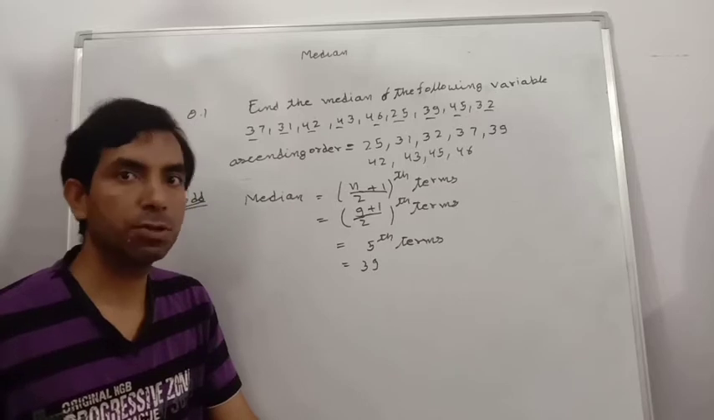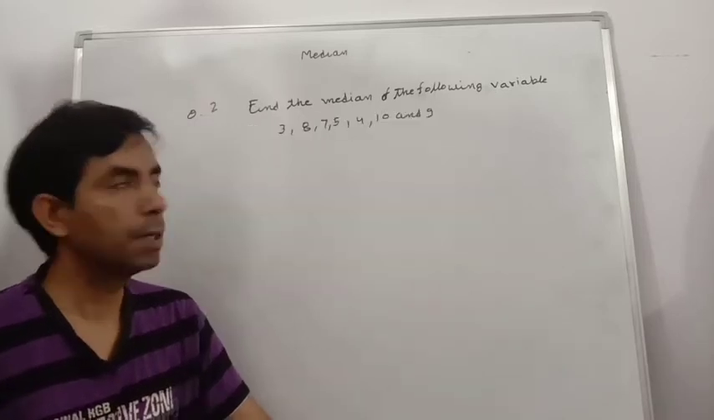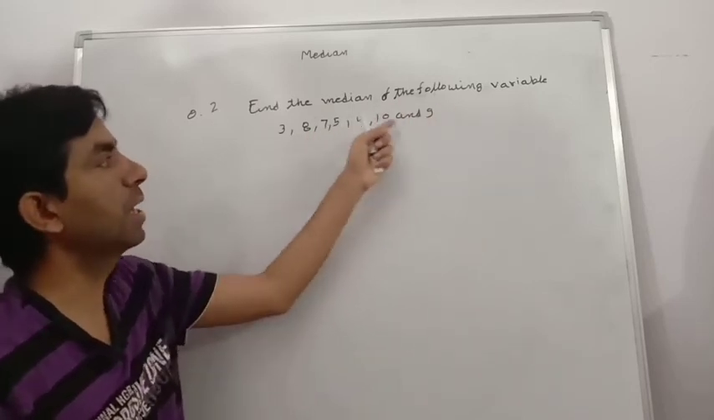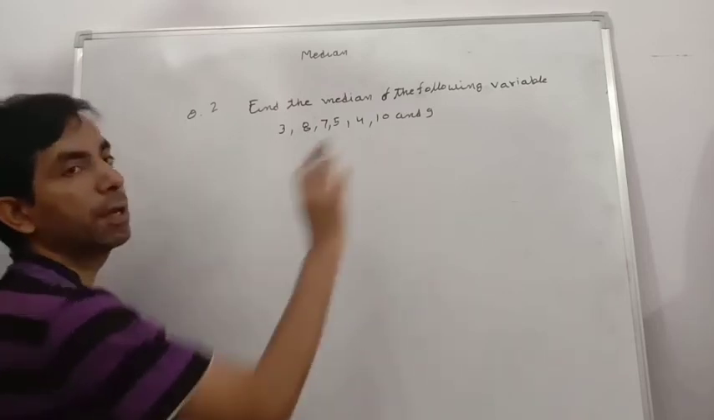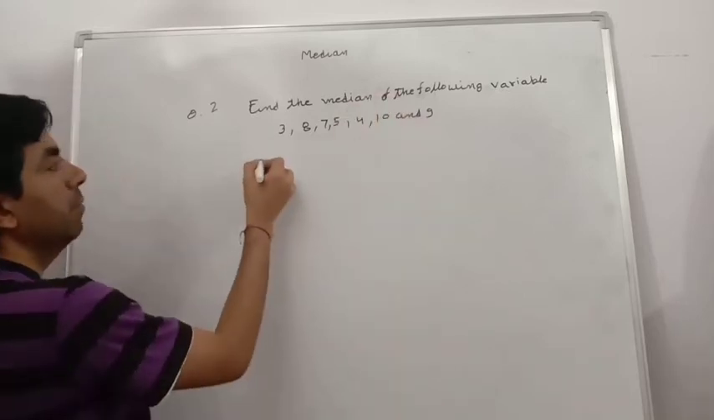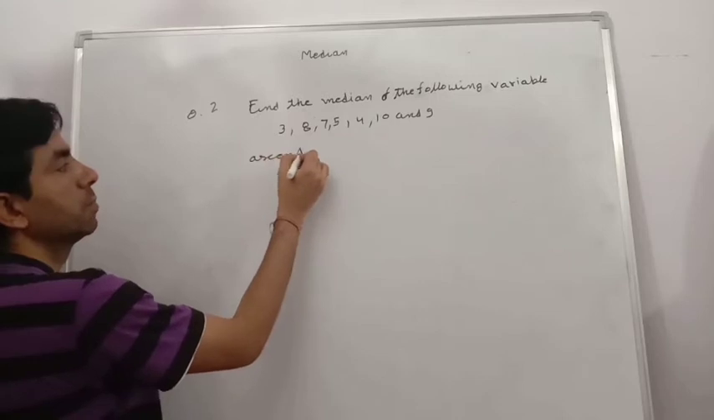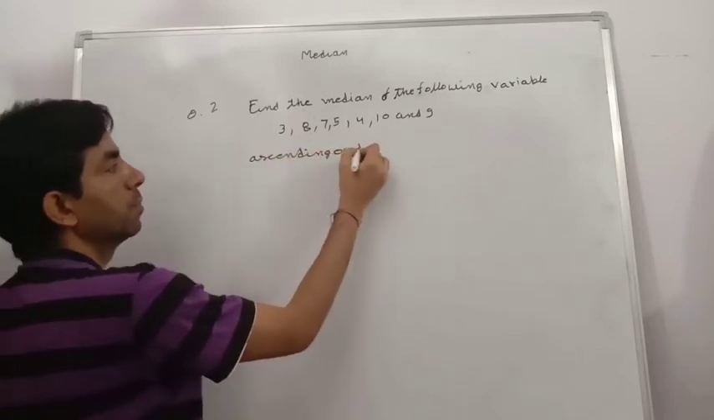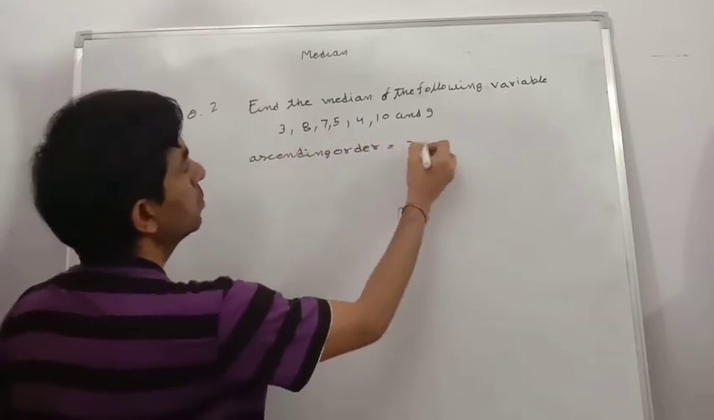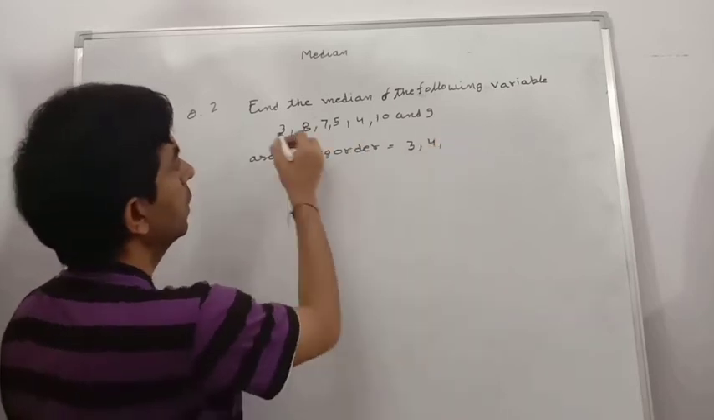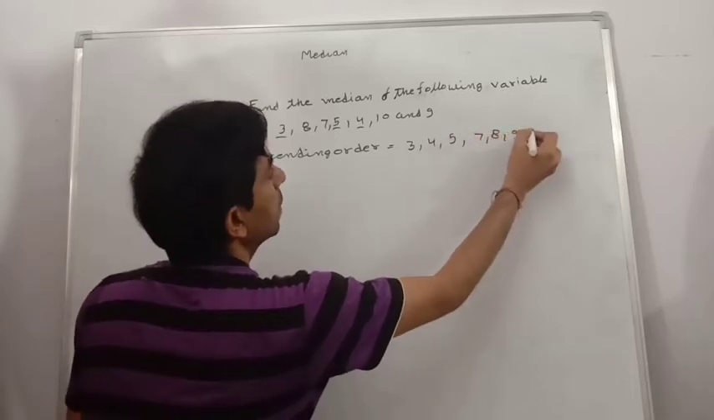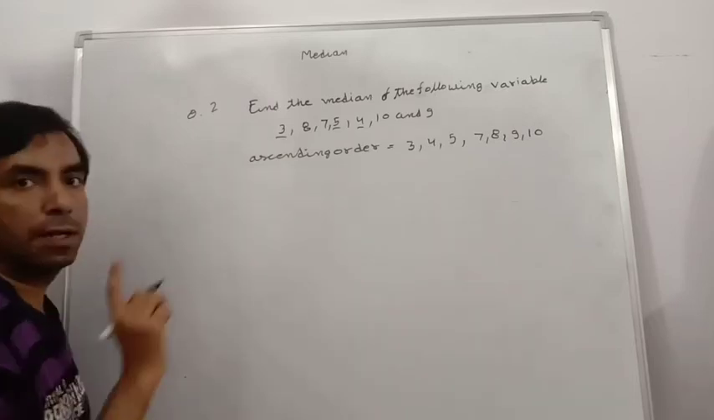So let's take another question. Here we have to find the median of the following variable. The numbers are 3, 8, 7, 5, 4, 10, 9. Counting the variables: 1, 2, 3, 4, 5, 6, 7, which means an odd number. So again write in ascending order, and after that we will use the formula. Ascending order is 3, 4, 5, 7, 8, 9, 10.